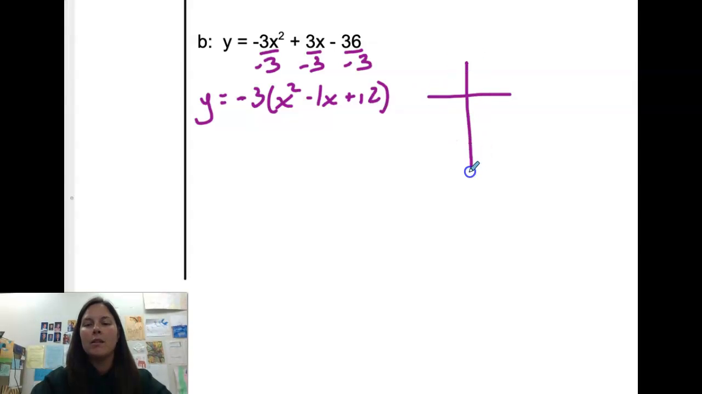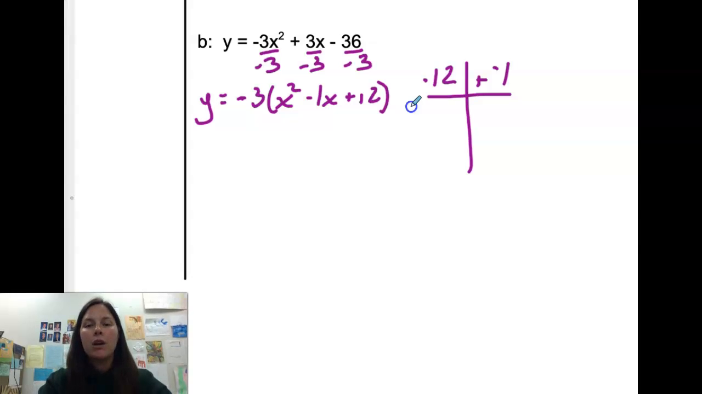Now we're ready to set up our T-chart, multiplying to that constant of positive 12 and adding to the coefficient of negative 1. Which two numbers do that? In order to multiply to a positive, I need two positives or two negatives. There are no numbers that multiply to 12 and add to negative 1.